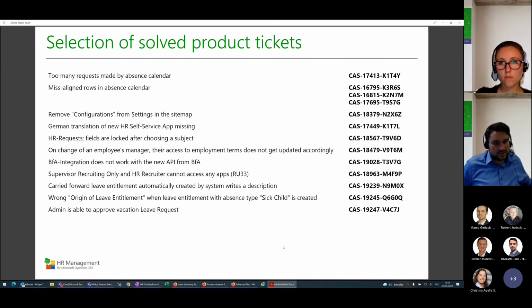This is now fixed, and then we had carried forward leave entitlement automatically created by the system writes in the description. As you see, we are no longer writing into the description. We are now using a dedicated option set in order to show you where this is coming from. Wrong origin of leave entitlement when a leave entitlement with absence type 6 child was created, no longer created. Admin is able to approve a vacation leave request. No admin without a security role should be able to do so.